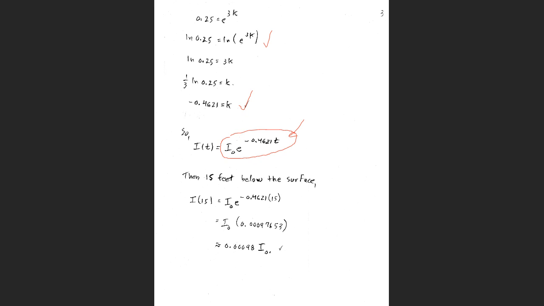So then 15 feet below the surface, the intensity of the beam is going to equal 0.00098 times the initial intensity of the beam. So it's greatly diminished.